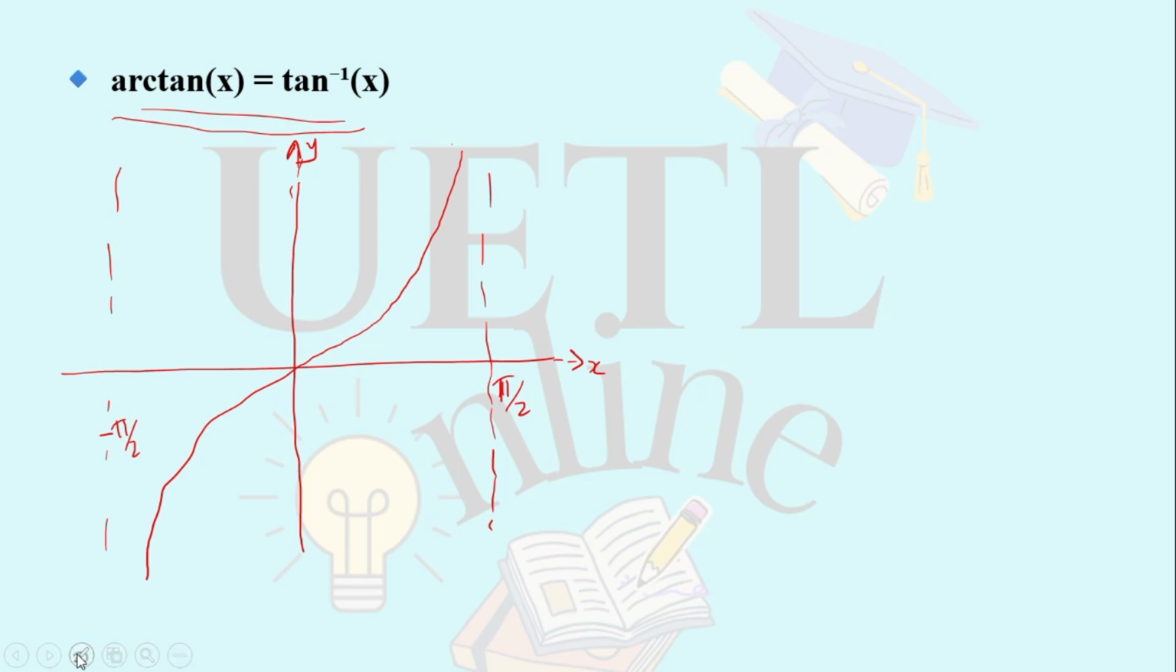Okay, so we are going to reflect this graph by the line y equals x. Let me draw the line of y equals x. It goes like this. Y equals x. So we're going to reflect this graph. It's easy as that.